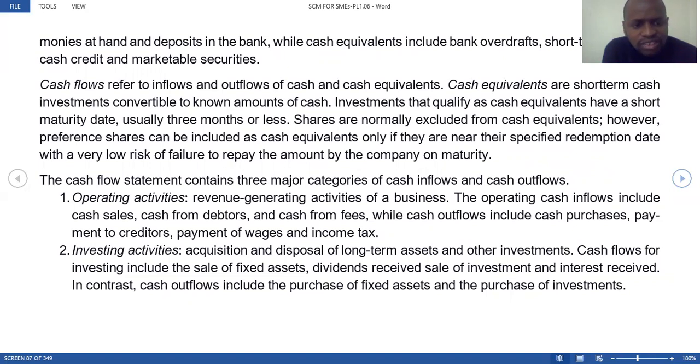Then you have investing activities. These are activities that are normally carried out when a company wants to invest in some fixed assets or some assets for the business. Therefore, acquisition and disposal of long-term assets and other investments form part of the investing activity.